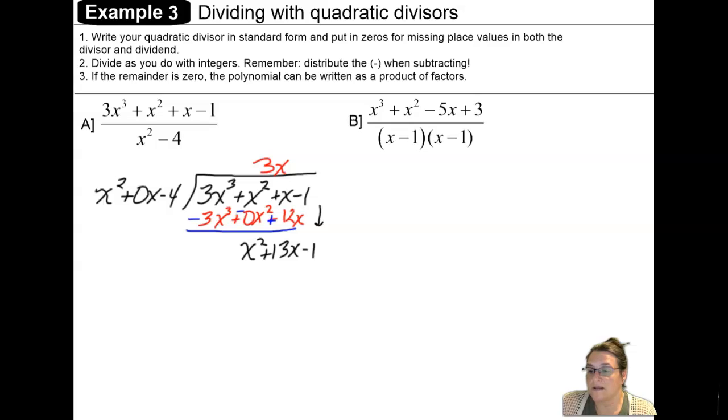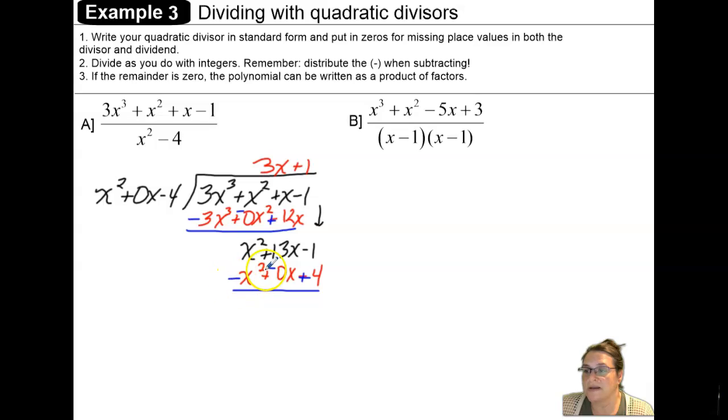Okay, then we repeat that algorithm and ask ourselves, what do we multiply times x squared to get x squared? And that would be a plus 1 in the quotient. Then we distribute, so 1 times x squared is x squared. 1 times 0x is positive 0x. 1 times negative 4 is negative 4. And then we're going to draw a line and change all three signs. So negative, negative, positive, and combine like terms.